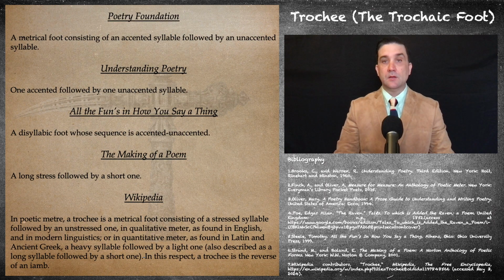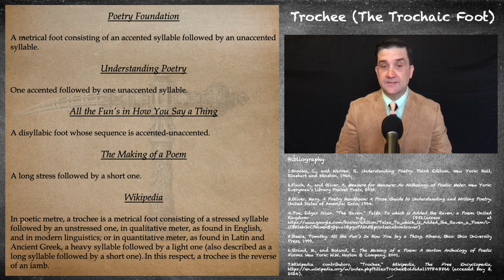Let's get to it. Okay, so over in the box we have 5 definitions of the term trochee. The first is provided by the Poetry Foundation, and they tell us that a trochee is a metrical foot consisting of an accented syllable followed by an unaccented syllable. Moving along, we have Cleanth Brooks and Robert Penn Warren from their great book Understanding Poetry, sharing that a trochee is, quote, one accented followed by one unaccented syllable, end quote. Timothy Steele, in his book All the Fun's in How You Say a Thing, defines the trochee as a disyllabic foot whose sequence is accented, unaccented. Then we have Mark Strand and Eavan Boland defining the term as a long stress followed by a short one.